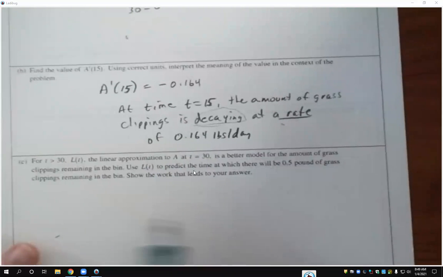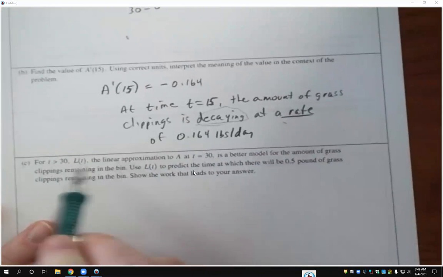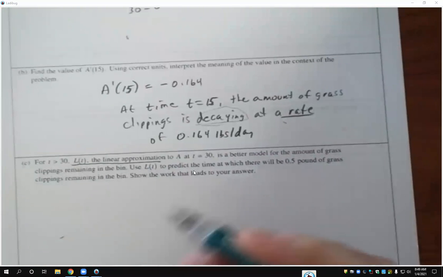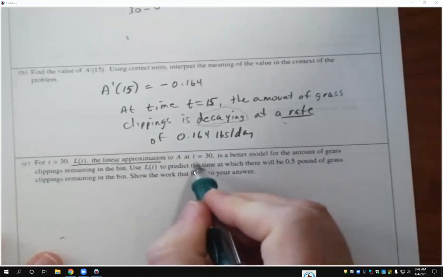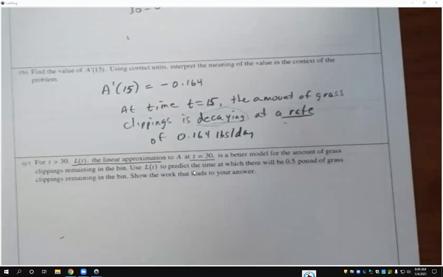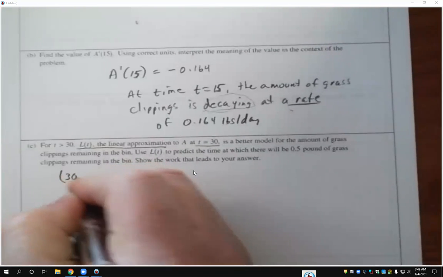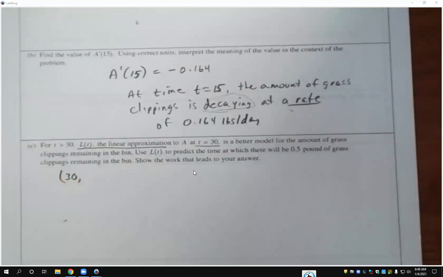Okay. So L of t is the linear approximation, which means we need to write the equation of the tangent line at t equals 30. There are several things you need to write the equation of a tangent line. The first thing is you need a point. Obviously at time t equals 30, we need to know how much grass clippings are in the bin.